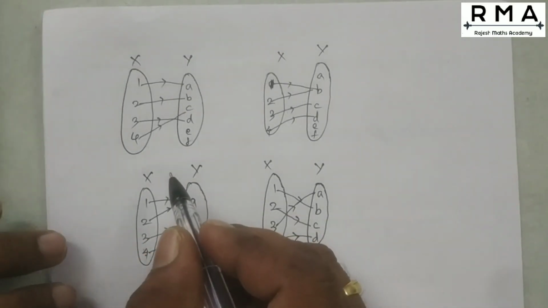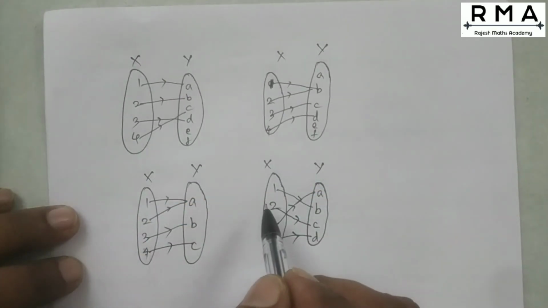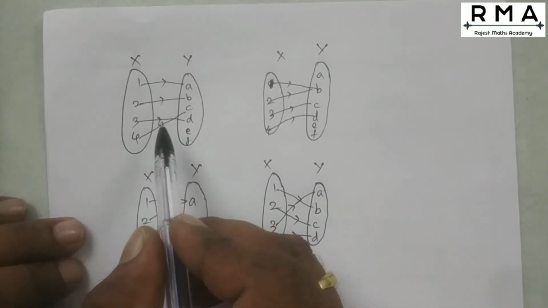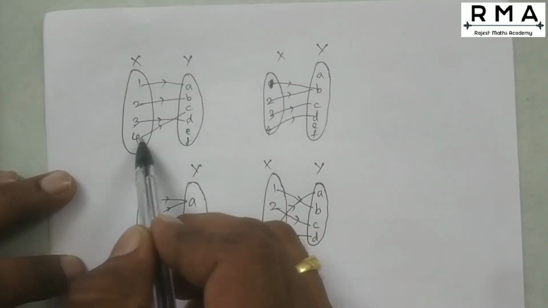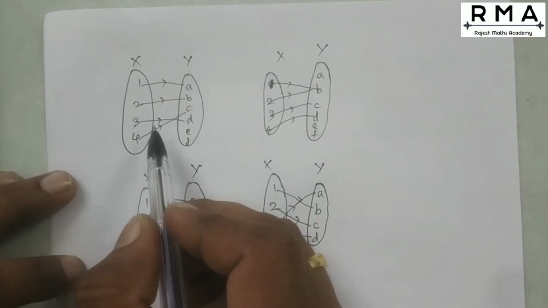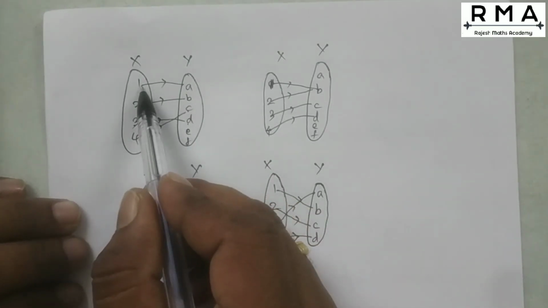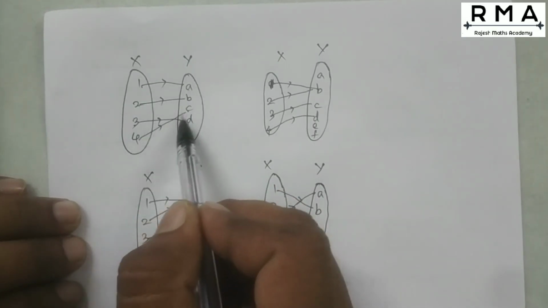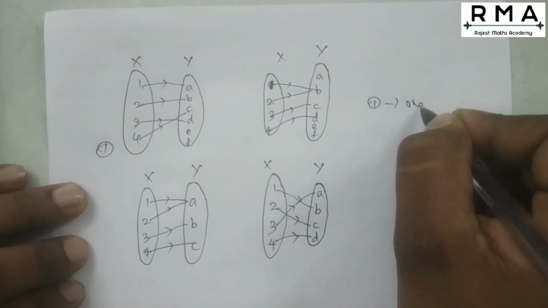Okay, this is the example given in our book. We will see these four functions, which is a one-one function, which is not one-one, which is an onto function, which is not onto. See that first one, 1 is mapped with a, 2 is mapped with b, 3 is mapped with d, 4 is mapped with c, e and f are left unmapped. So what is the definition of one-one? Images of distinct elements of X under f are distinct. So 1 has only one image, 2 has only one image, 3 has only one image, 4 has only one image. So I can say that the first one is one-one.